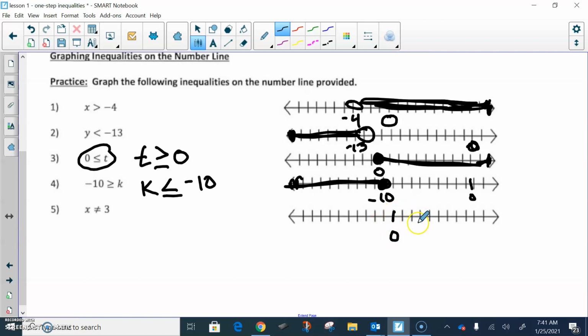If it says x is not equal to 3, we identify where 3 is. Here's 0, 1, 2, 3. Here's 3. We know it's an open circle because it's not included, and it's any number except 3. So we shade to the left and we shade to the right.